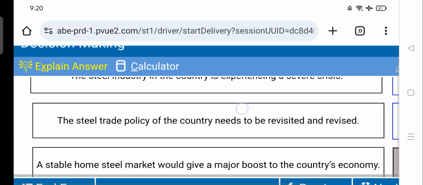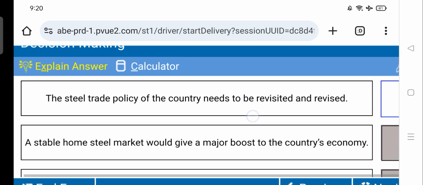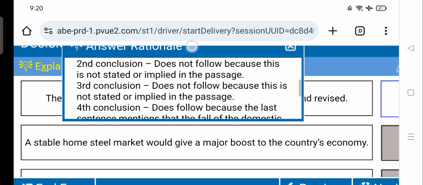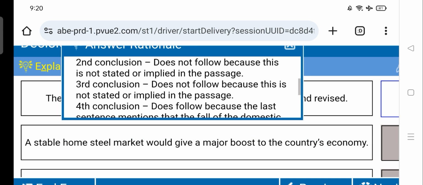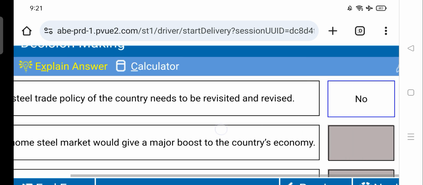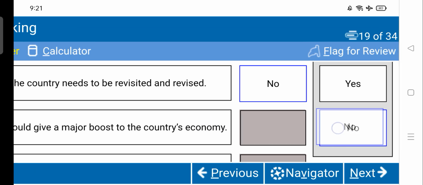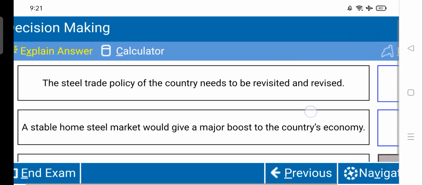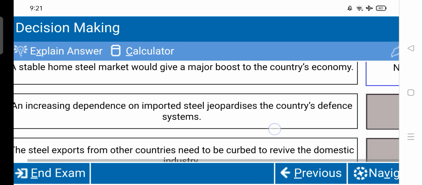Now we have a third conclusion which says a stable home steel market would give a major boost to the country's economy. It does not follow because this is not stated or implied in the passage. So that's why we will drag a no and drop it here in front of this conclusion.